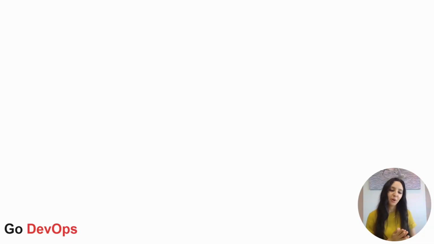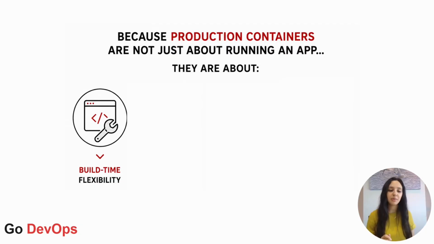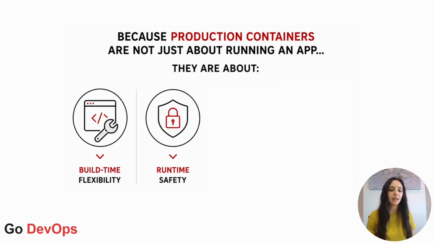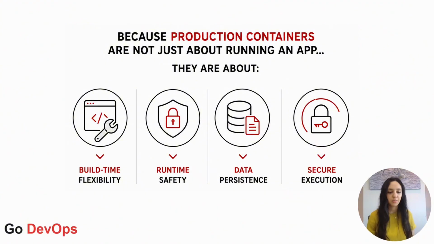All right, now we've reached something close to a real production container image, but in a real DevOps environment, teams don't stop here, because production containers are not just about running an app. They are about build time flexibility, runtime safety, data persistence, and secure execution.